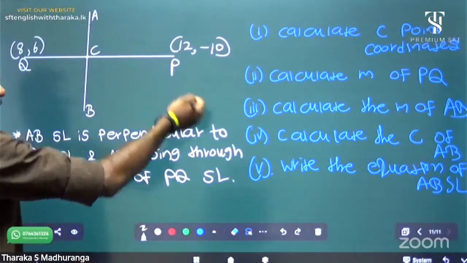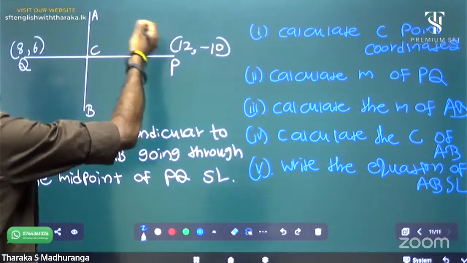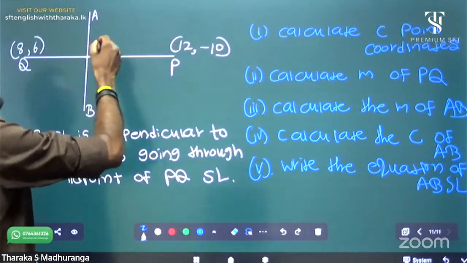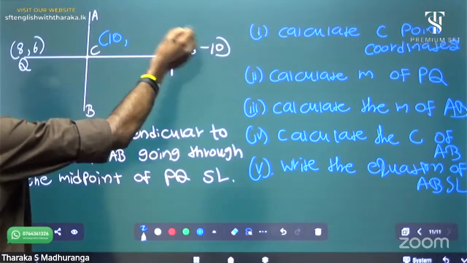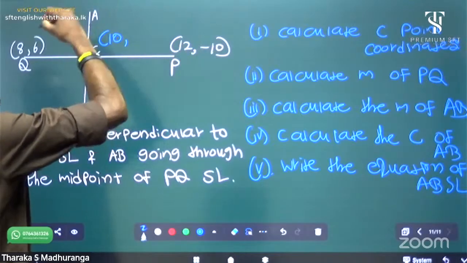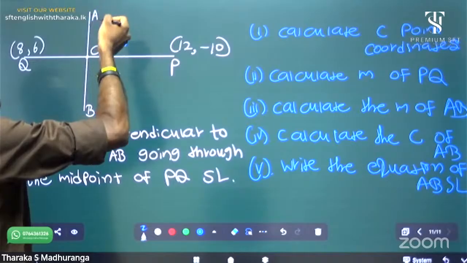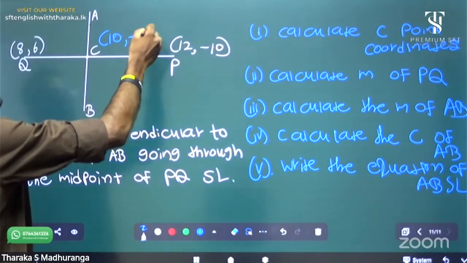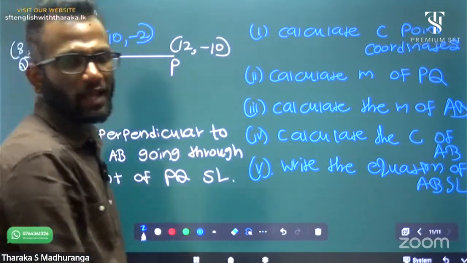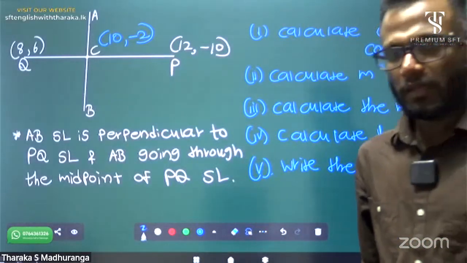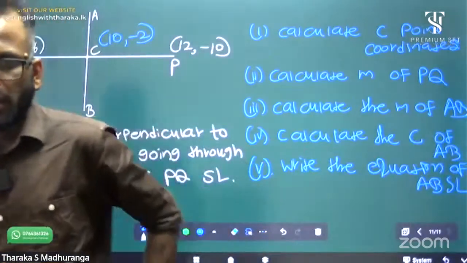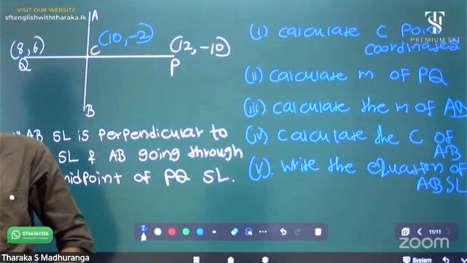Okay, no need for calculations. 12 plus 8, 20. 20 over 2, 10. Minus 10 plus 6, it is minus 4. Minus 4 over 2, minus 2. So the coordinates are minus 10, comma, minus 2. Correct? Right hand.